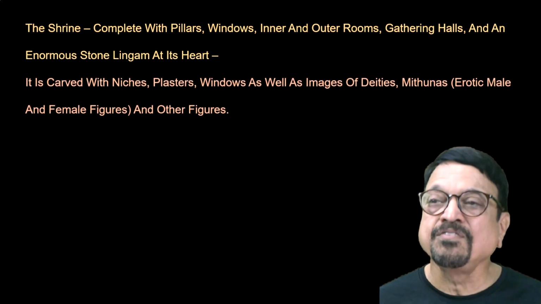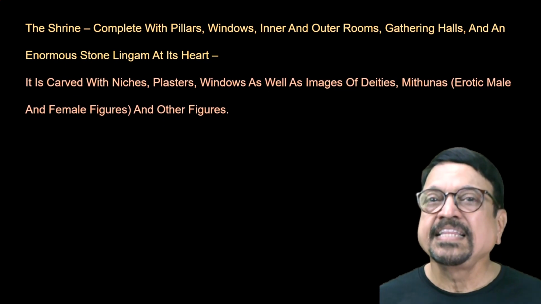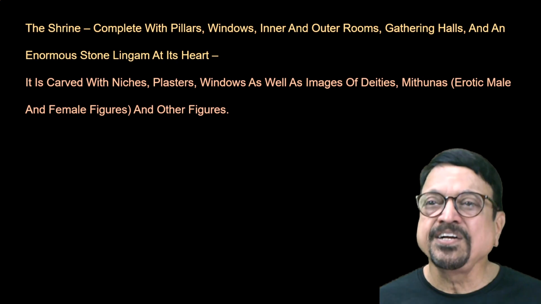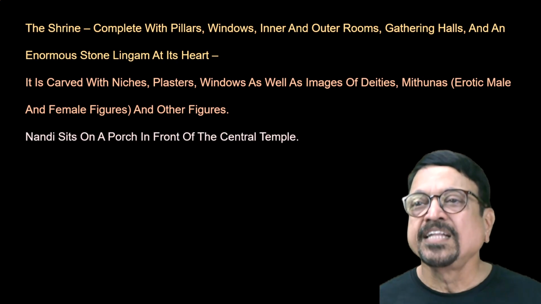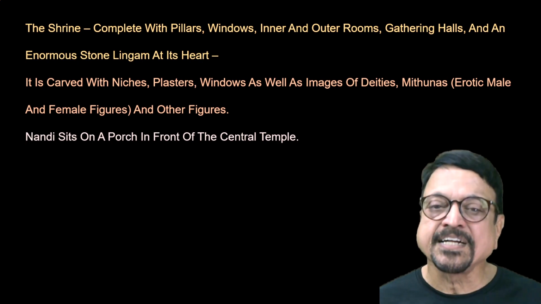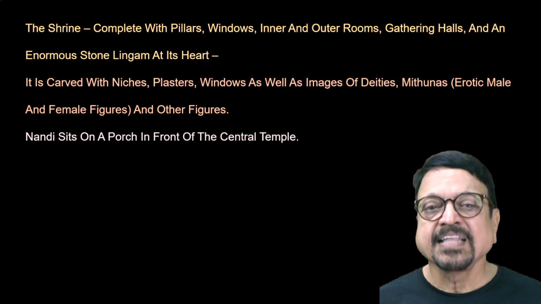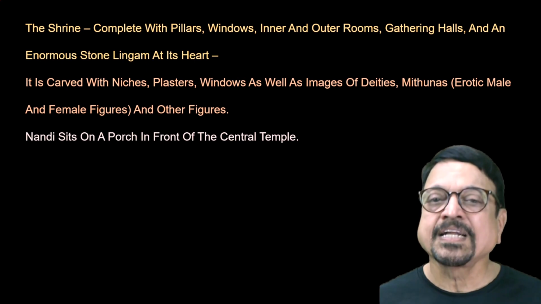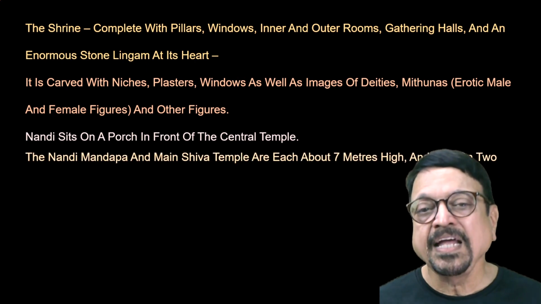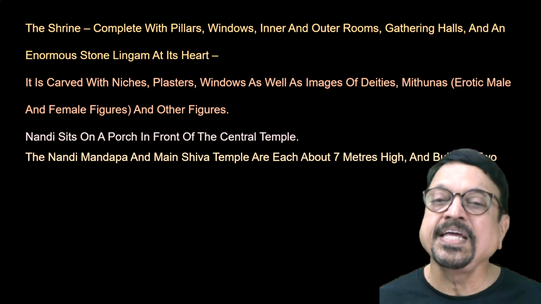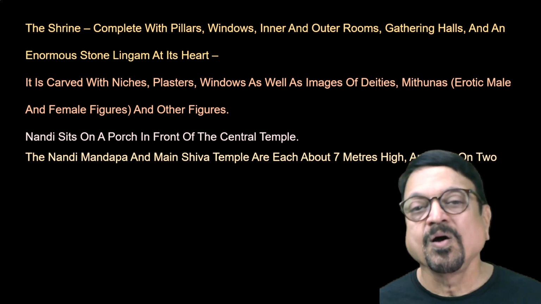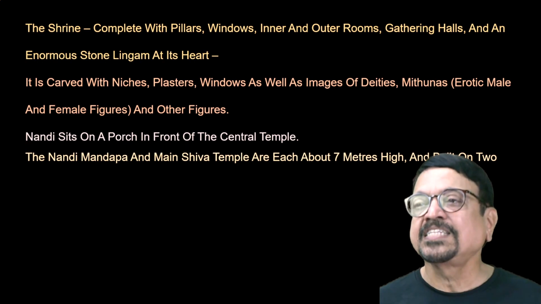It was not brought from outside. So that's really wonderful. Then there are certain erotic male and female figures and other decorations of flowers and otherwise. Nandi sits on a porch in front of the central temple. What is that called? Nandi Mandapam. Not necessarily all the time should Nandi be in the Mandapam. He can be in the open air, or in a Mandapam, or in the shrine of Shiva also. So all these are seen.